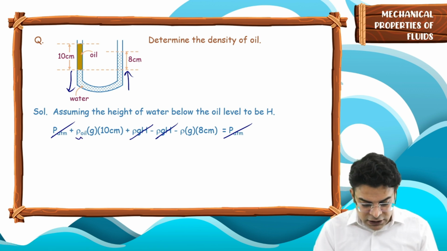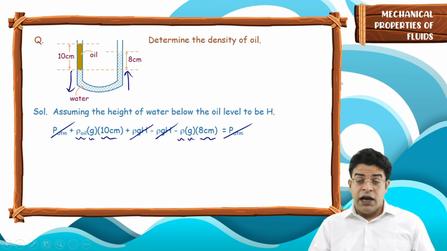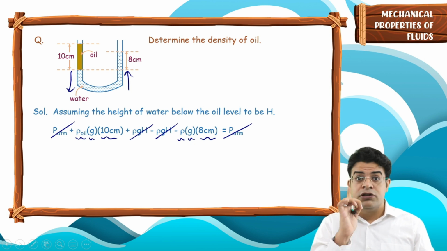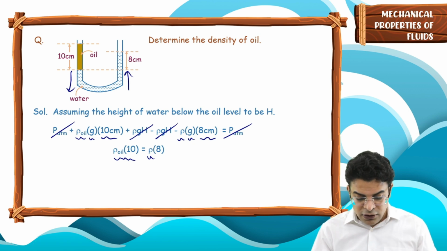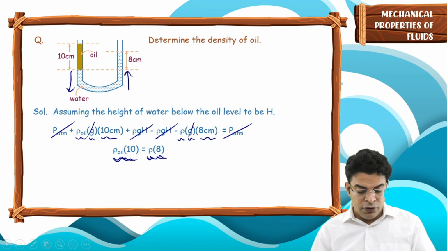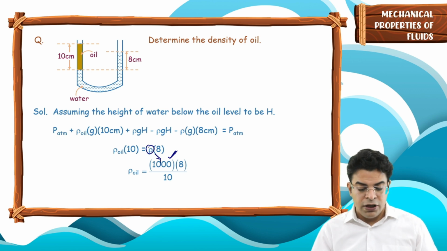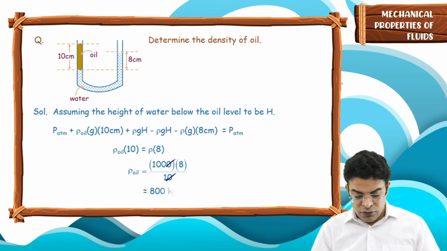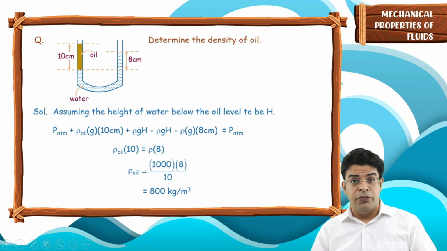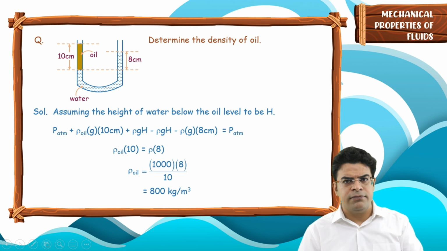So what you get is density of oil into g into 10 equals density of water into g into 8. And you must know the density of pure water, 1000 kg per meter cube. So you get density of oil into 10 equals density of water into 8. Cancel out g also. So what you get from here is density of oil equals density of water, 1000 into 8 upon 10. Now you can cancel out this and this. So density of oil comes out to be 800 kg per meter cube. Easy thing. Do not worry if you haven't understood. We will practice more questions of the same type.